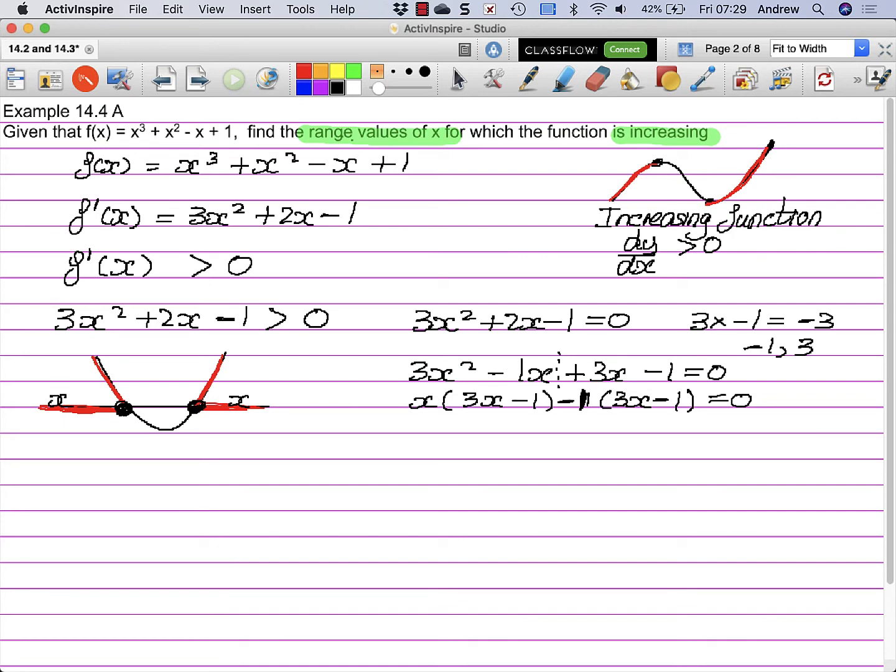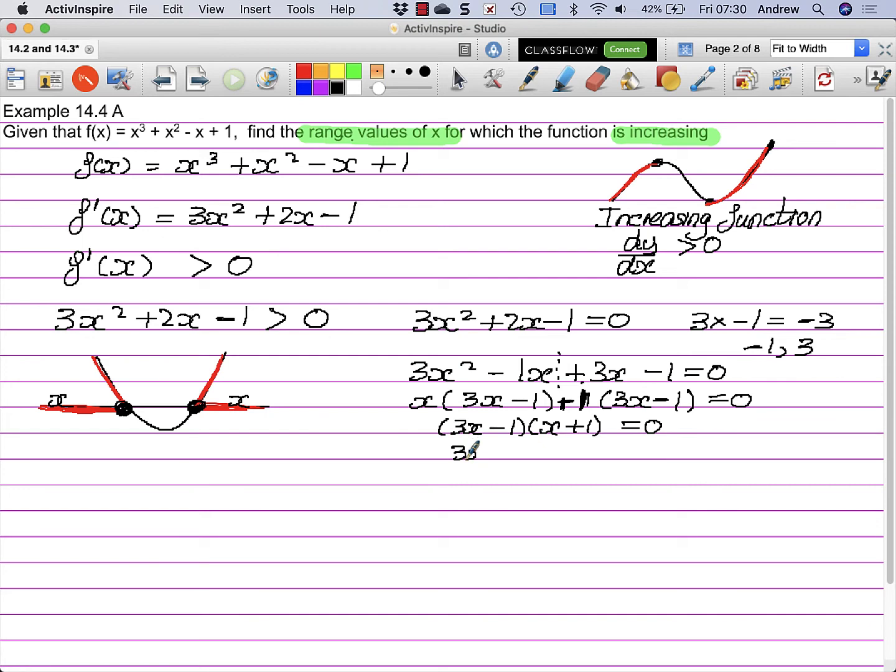Is my minus sign correct? Minus 1 on plus 3 is minus 3. No, so that needs to be a plus. Another check. Yes, 3x plus 1 and minus 1, it works, so we can continue. Always do the checks. 3x minus 1 on x plus 1 is equal to 0.